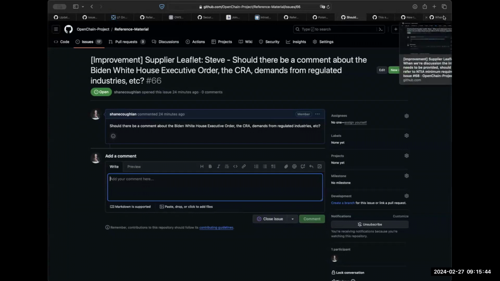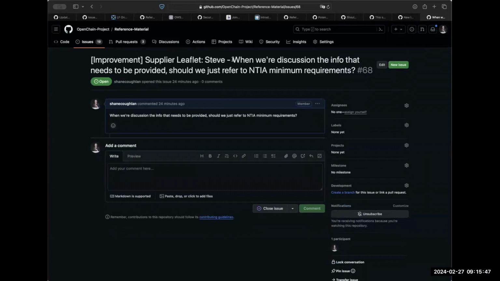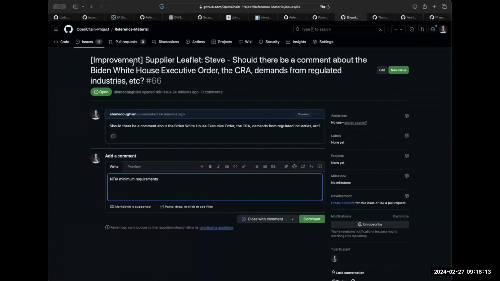And there's a related one, another one. While we're discussing info that needs to be provided in the document, should we just refer to NTIA minimum requirements? I think the answer is just refer to no, because the US is influential, but it's only one part of the planet. But refer to yes, because it's important. Maybe we can combine these two and have White House executive order, CRA, regulated industries, NTIA minimum requirements, all bundled into an additional sentence. And that might allow us to add something into it, as in you should pay attention to blah, blah, blah. I think that might fix it. What do you think?